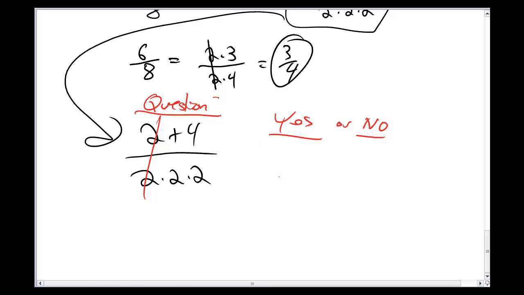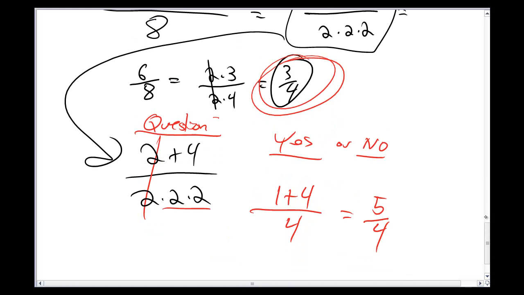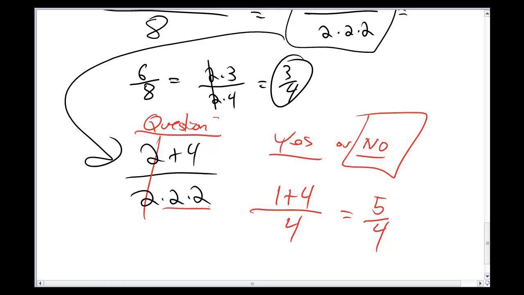Well, I canceled the 2's out, so I'm left with a 1 plus 4 over 4. Because I canceled this 2 down here, and 2 times 2 gives me 4. This is the same thing as 5 over 4. Either way I work this out, I better be getting the same answer. We already know the answer is 3/4. 5/4 is really not 3/4, because 5/4 is way bigger than that. So the answer is no, I can't do the cancellation like this.